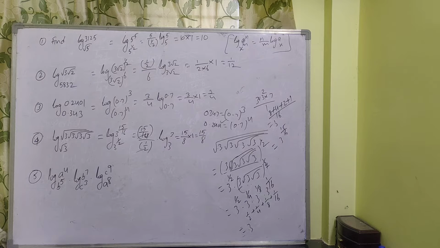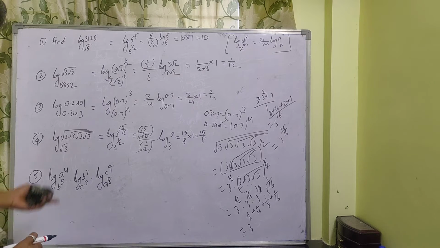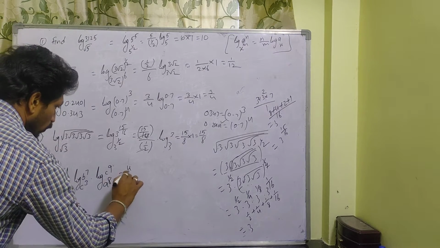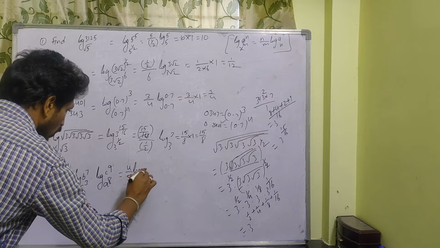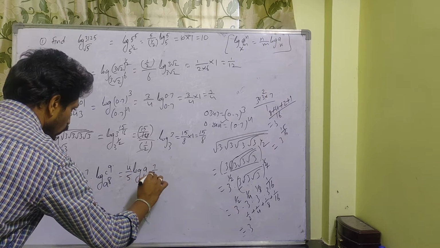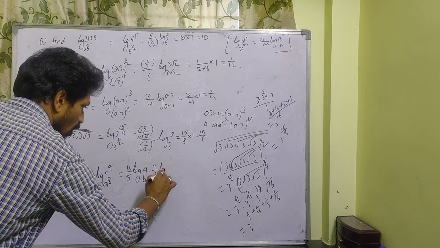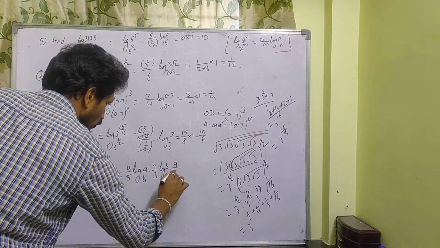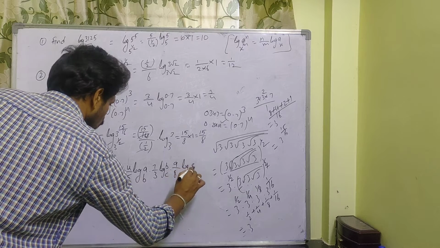Next question is log a power 4 base b power 5, log b power 7 base c cube, log c power 9 base a power 8. First, how can I write this one? 4 by 5 into log a to the base b, into 7 by 3 into log b base c, into 9 by 8 into log c base a.